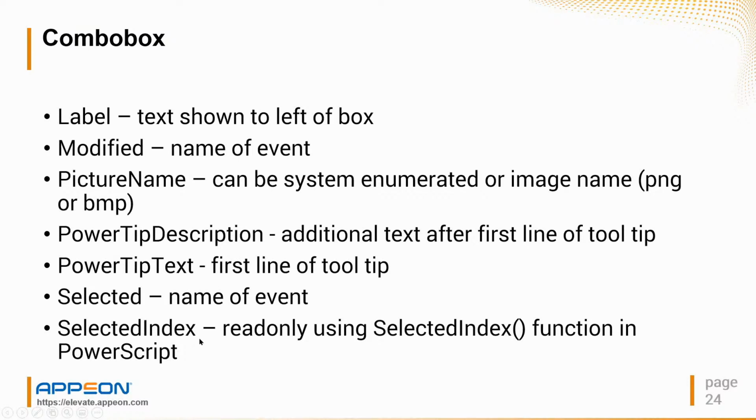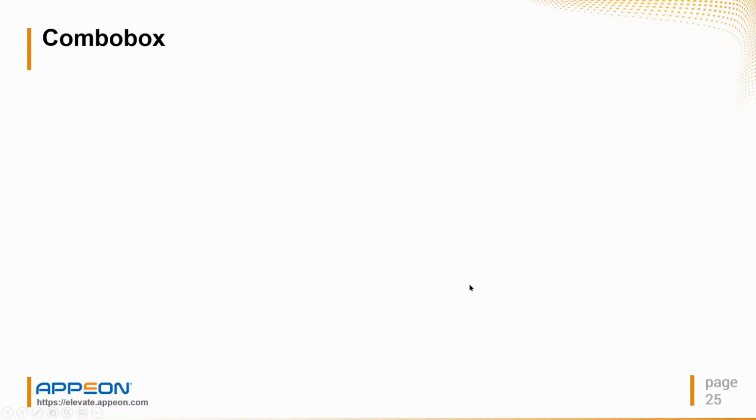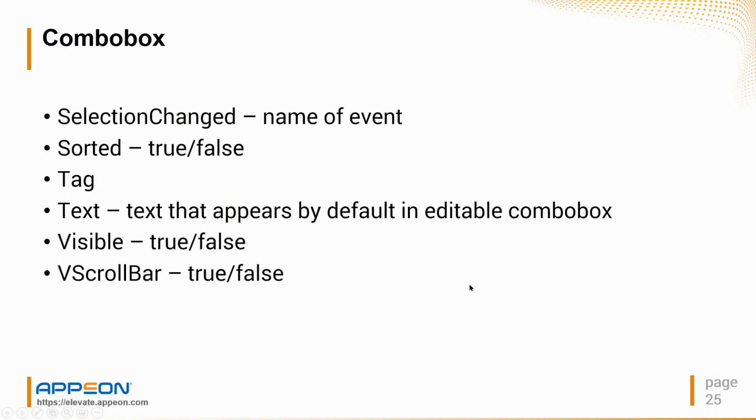The selected index is read-only. It lets you know what item was selected within the combo box. Use the selected item function to get that. And then there's a selection changed event. There's a sorted property, so you can sort the items or not within the combo box.